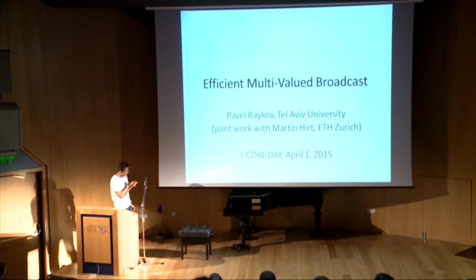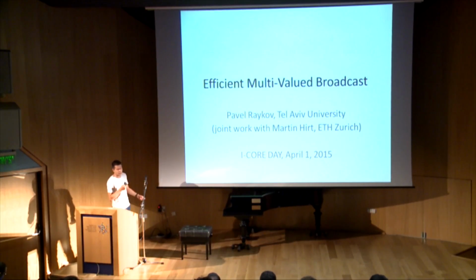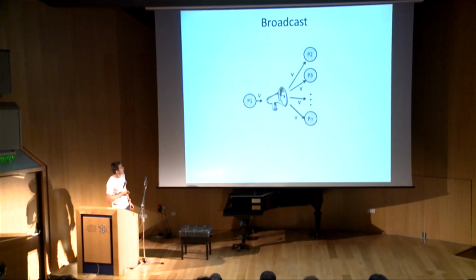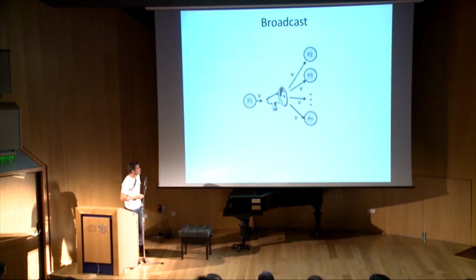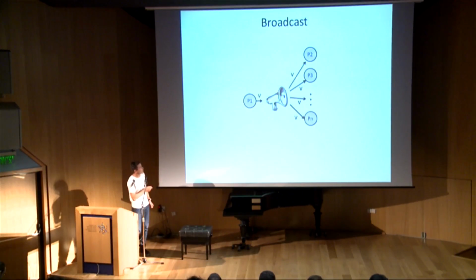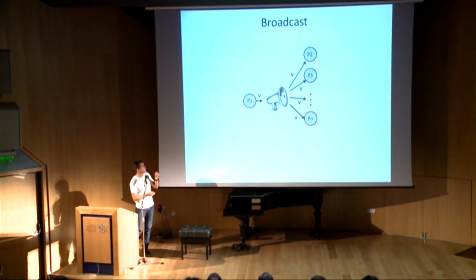So the title is Efficient Multivalued Broadcast. We're going to talk about the efficient implementation of broadcast, a distributed primitive. Okay, so let's start with a definition of broadcast. We have a setting of n parties labeled P1 through Pn, and one specific party, P1, has some input he wants to consistently distribute to everyone else. I think of broadcast as a megaphone, a device that takes input from one of the parties and distributes it to everyone else in a consistent way. So it takes v and sends it to everyone.